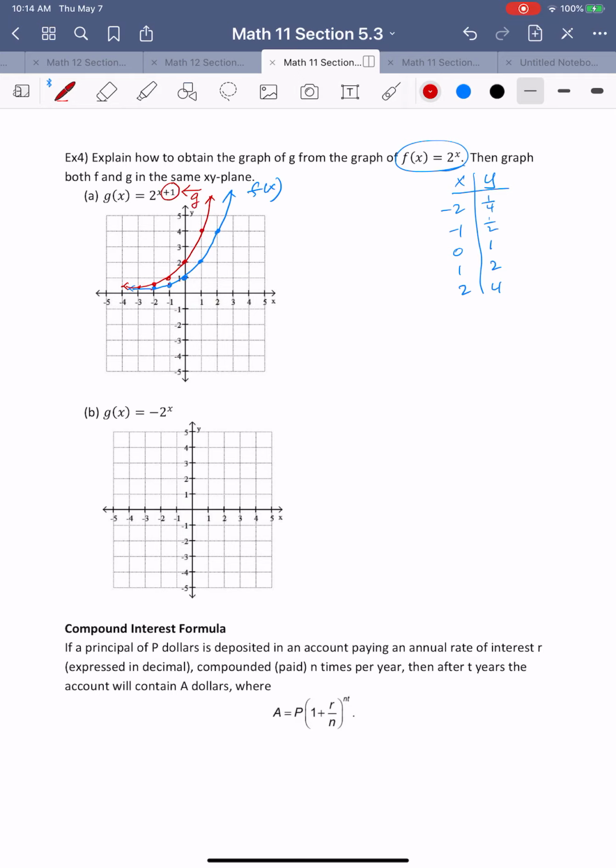So using a transformation, or you can use a table too. And this time, the difference between f and g is negative, okay? So if you draw the graph of 2 to the x power, you got -2 is 1/4, -1 is 1/2, 0 is 1, 1 is 2, and 2 is 4.